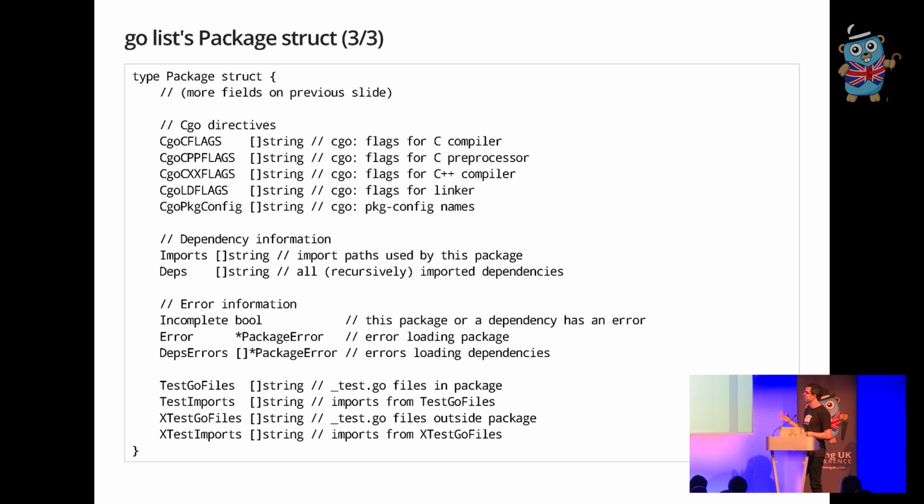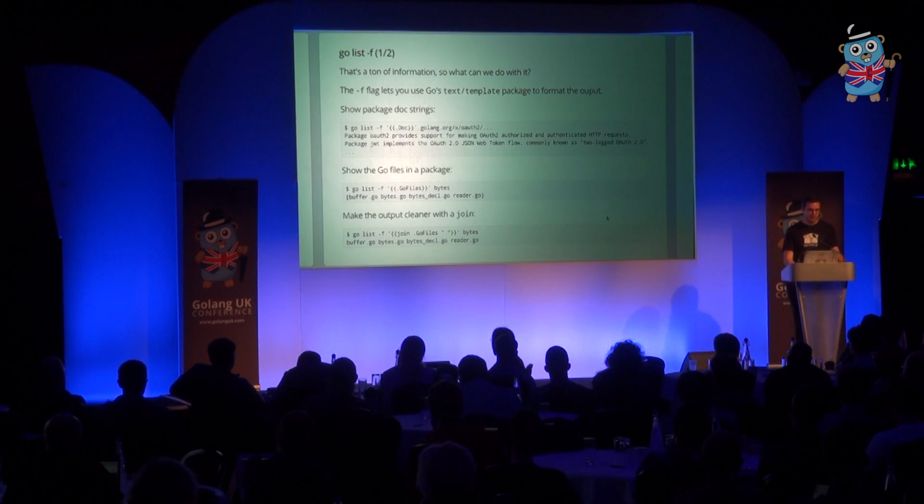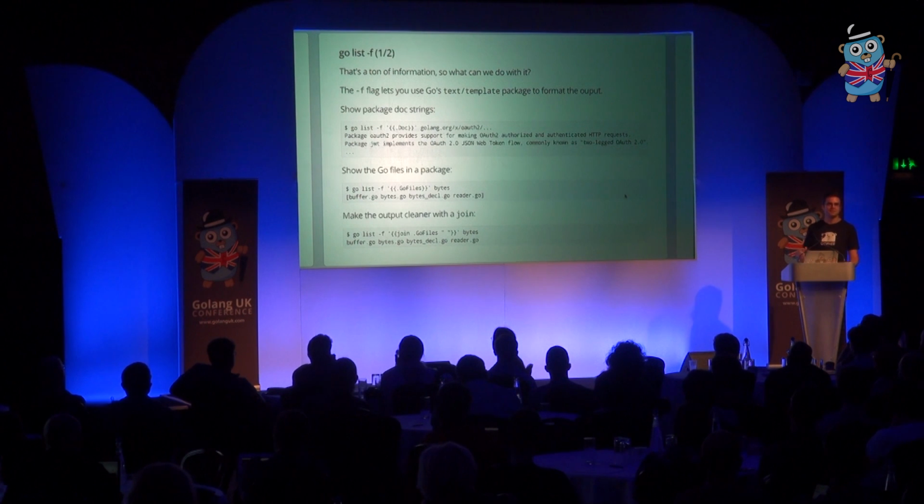It also includes error information. If there was an error in parsing the package, it will be listed as incomplete, and you can inspect what the error was in loading that package. And you can also see what the tests are and test dependencies and so on. And so with all of that information, you could dump it out with the JSON flag, but there's other ways of using that information.